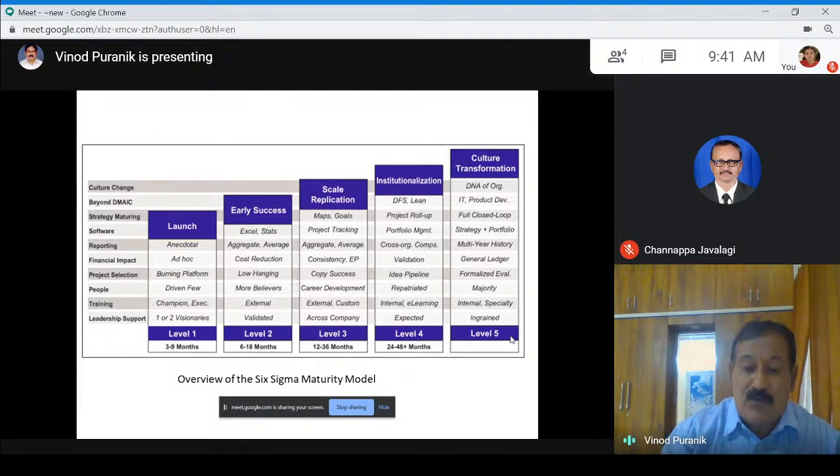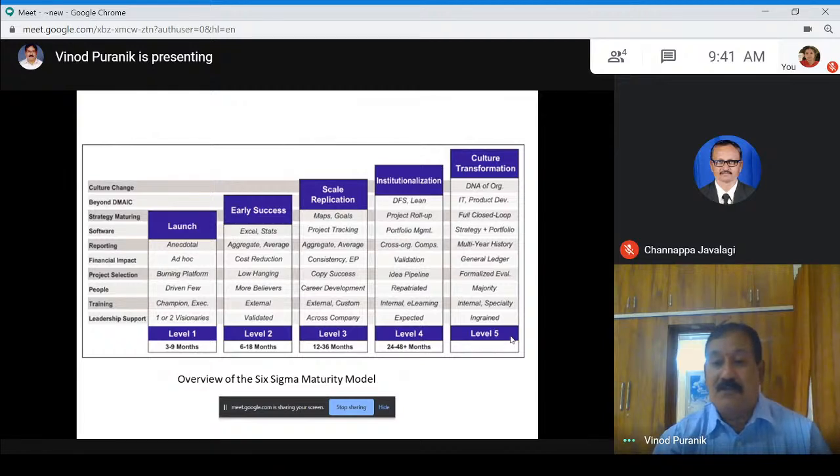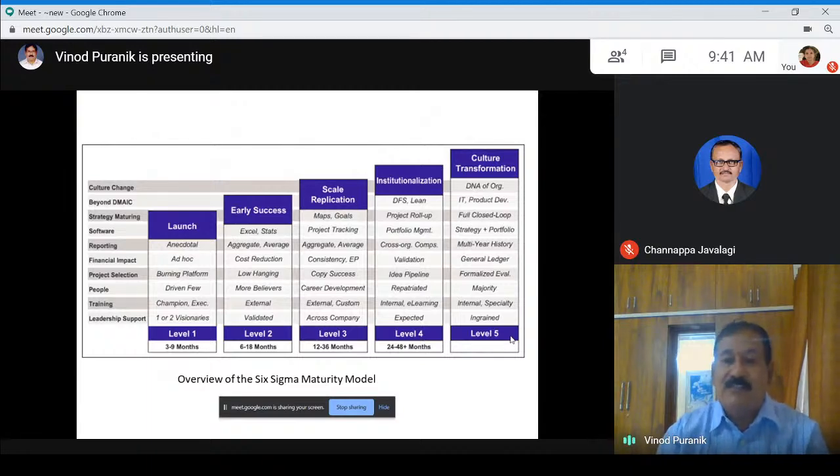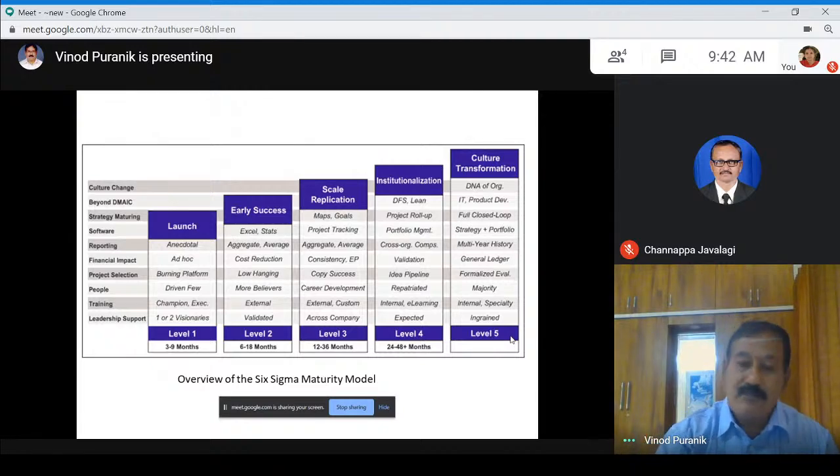Then institutionalization is level 4, which requires 24 to 48 months. Then what is very important in the last stage is cultural transformation. That should be our final goal. It becomes the culture. It is not that we have one equation, just apply the equation and get the result done. Nothing like that. Cultural transformation is very, very important.